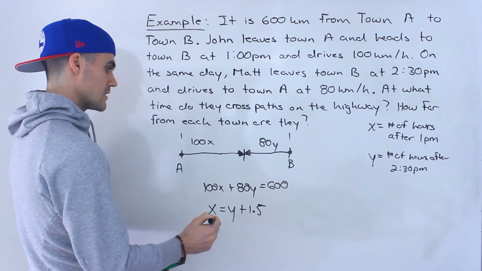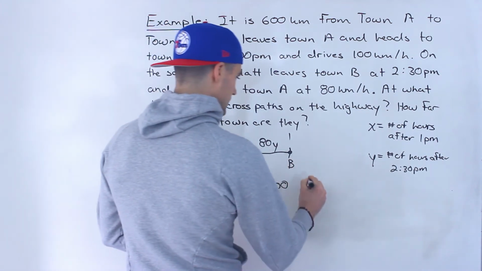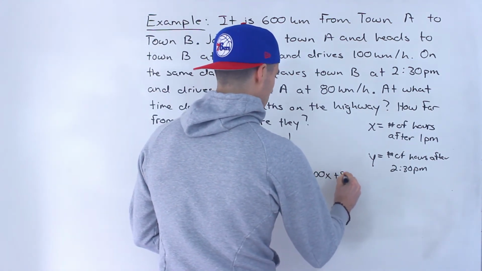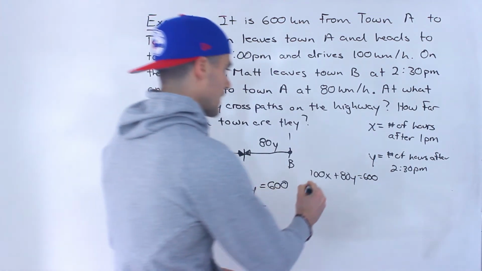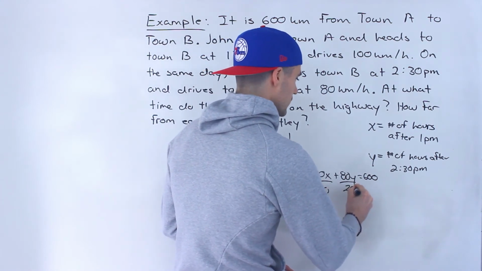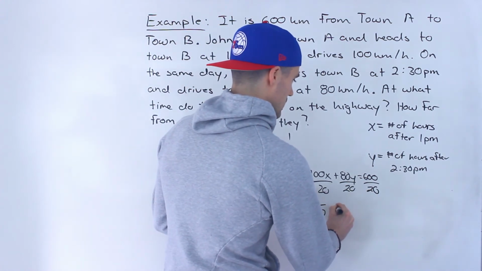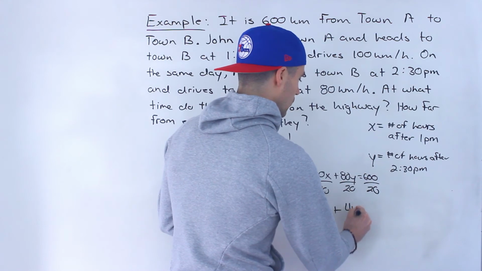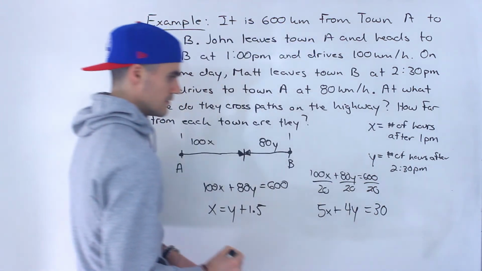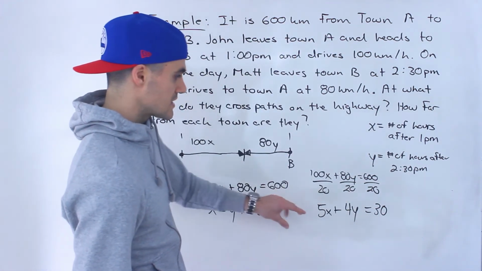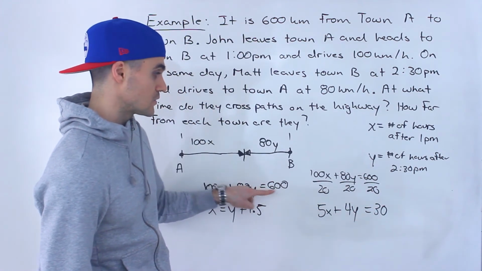First thing I'm actually going to do is take the 100x plus 80y equals 600. And notice that we can divide everything by 20 to simplify. You don't necessarily have to, but I'm going to. So notice that 100 divided by 20 is 5. So 5x plus 4y equals 30. You don't necessarily have to do this step, but this equation, 5x plus 4y equals 30, is the exact same as 100x plus 80y equals 600.